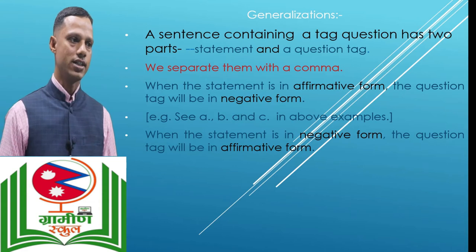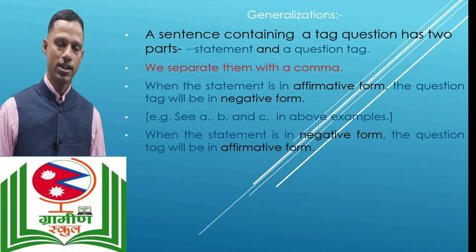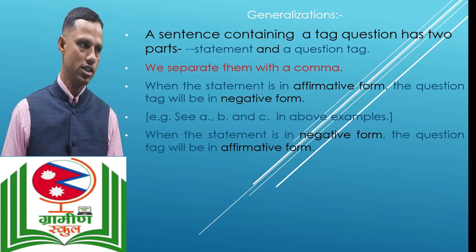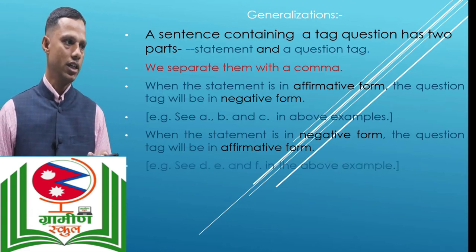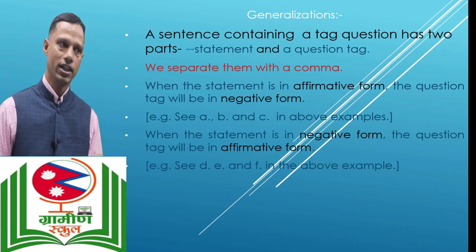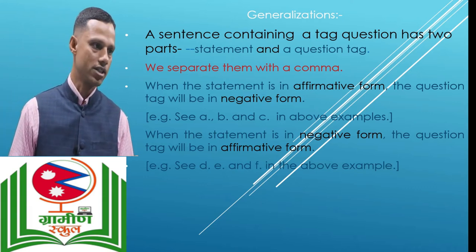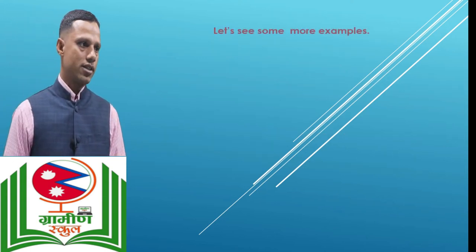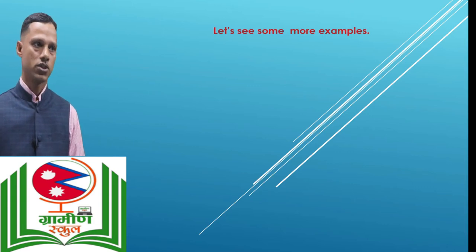Now let's see the next one. When the statement is in negative form, the question tag will be in affirmative form. We have already discussed this, and for this you can see sentences D, E and F in the above examples. Now let's move on to the next. Let's explore some more examples.